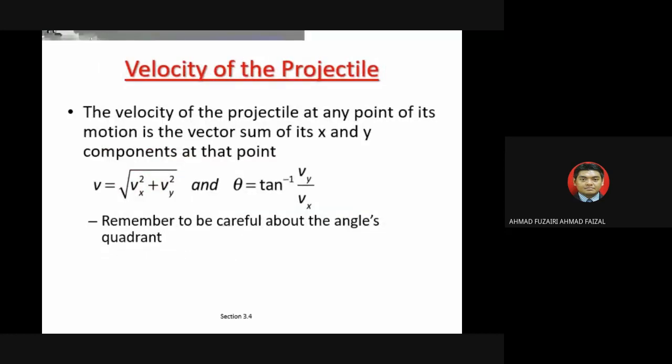And the velocity of the projectile at any point of its motion is the vector sum of its x and y components at that point, where v equals the square root of vx squared plus vy squared, and the angle theta is the inverse tangent of vy over vx. And you have to remember to be careful about the angle's quadrant.